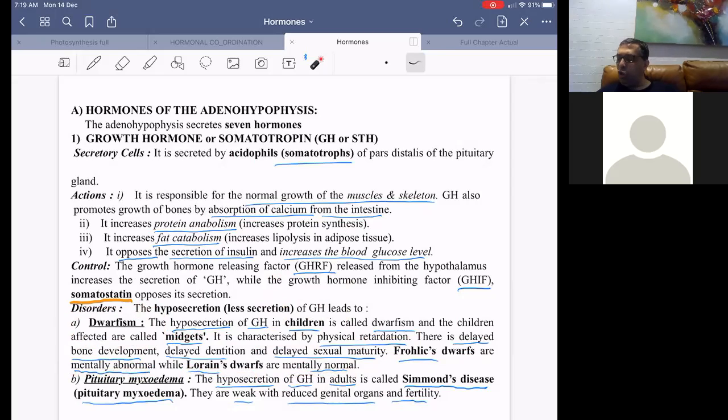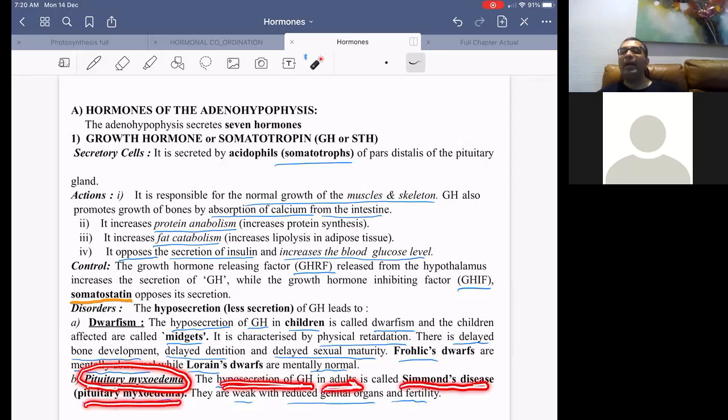Then we have pituitary mixed edema, which is hyposecretion of growth hormone in adults. So adults also need growth hormone. Height etc. has normally developed, but you need growth hormone in adults for protein synthesis, protein anabolism, for normal functioning of the proteins. And hyposecretion of growth hormone in adults leads to a disease called Simmons disease, which is pituitary mixed edema.